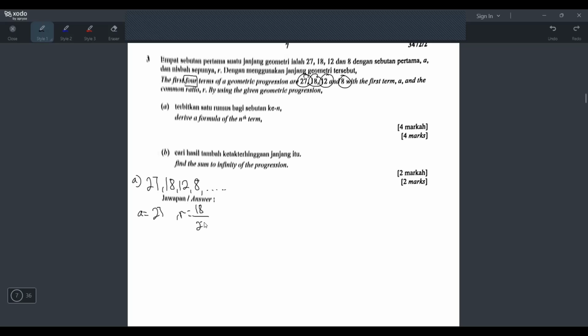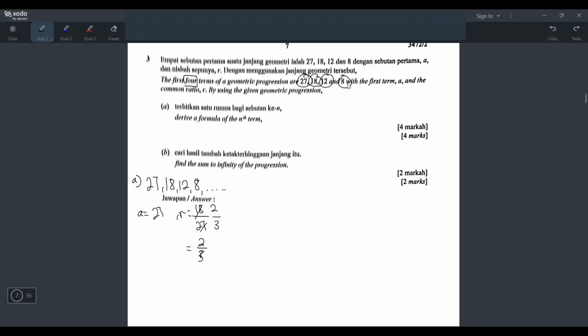So 18 divide 27. So when you take 18 divide 27, you can cut, divide by 3. 3 times 6 is 18. Okay, actually divide by 9. Yeah, because when you divide 9, this becomes 2. Divide 9, this becomes 3. So the R is 2 over 3. Okay, it means every time you go here, you darab 2 over 3, darab 2 over 3, darab 2 over 3, and so on. It keeps going.